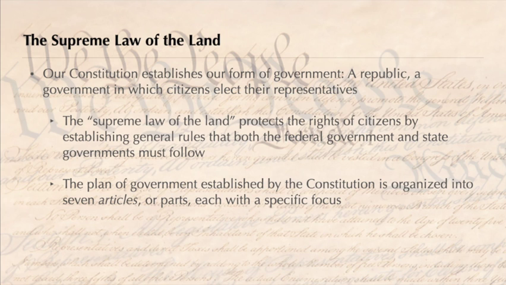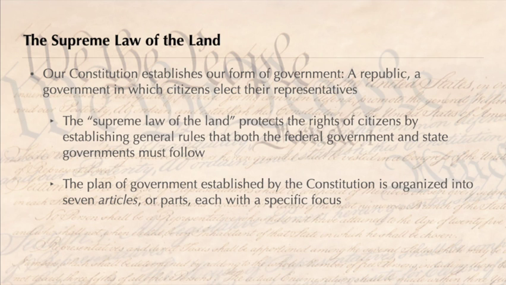The Constitution establishes our form of government, a republic. As you recall from Lesson 5, a republic is a government in which citizens elect their representatives. As the supreme law of the land, the Constitution protects the rights of citizens by providing general rules that the national government and the state governments must follow.